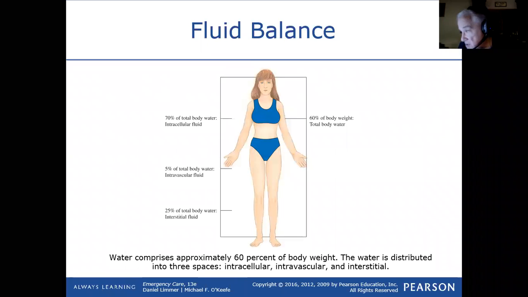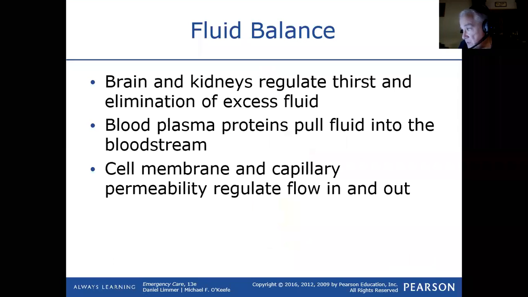Now this picture is basically showing you the same thing we just talked about, that 60% of this person's weight is water, and 70% is the water inside the cells. So 70% of the 60% is the water inside the cells. 5% is inside the blood vessels, and 25% is floating around. Again, these are not hard and fast numbers, they're just rough numbers.